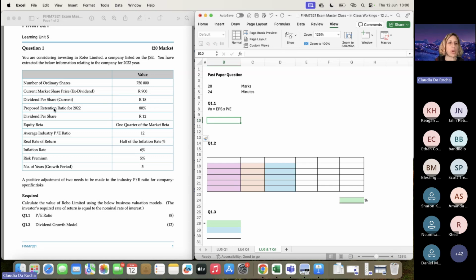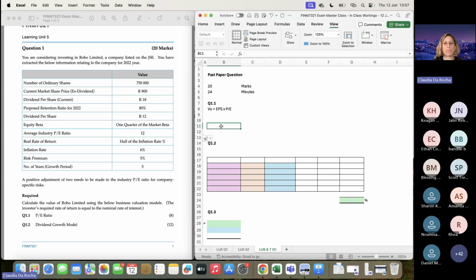They've given us the proposed retention ratio. This is what I was telling you about, where they have a retention ratio when they're talking about the dividend payout. They're telling you how much they're retaining, what's your retained earnings. Then dividend per share they've given to you, equity beta is 1/4 of the market beta. Average industry PE ratio is 12. Your real rate of return is half of the inflation rate. Your inflation rate is 6, your risk premium is 5, and your number of years is 5 for your growth period. And a positive adjustment of 2 needs to be made to the industry PE ratio for company-specific risks.